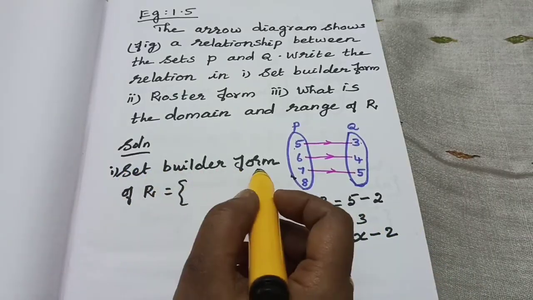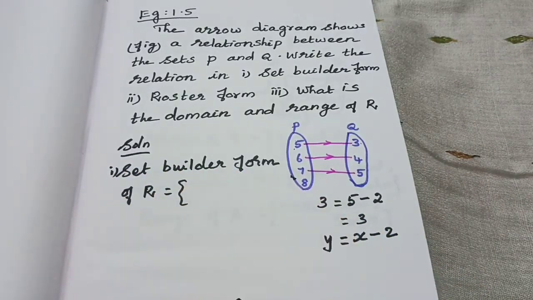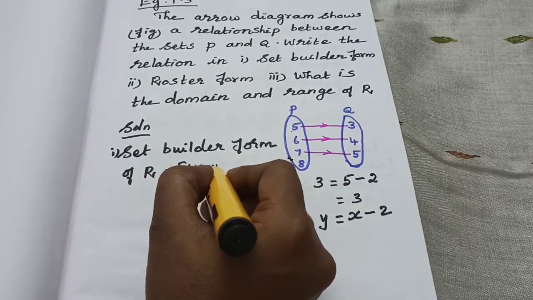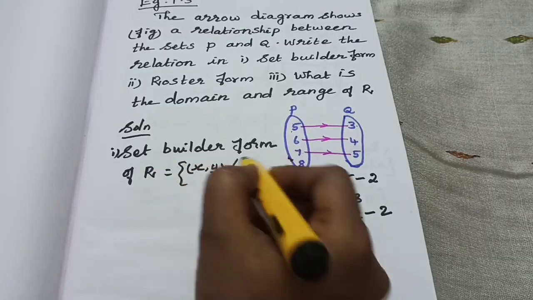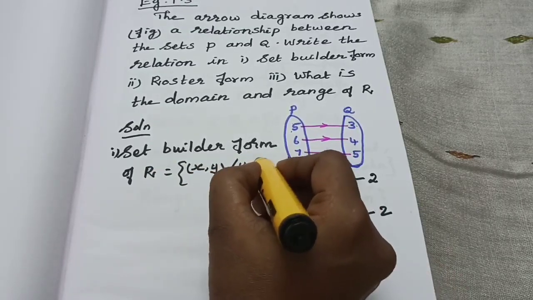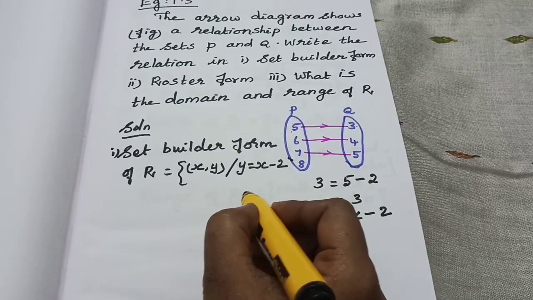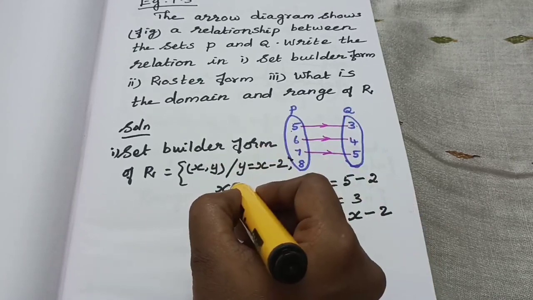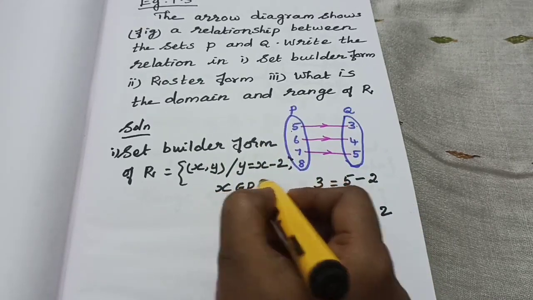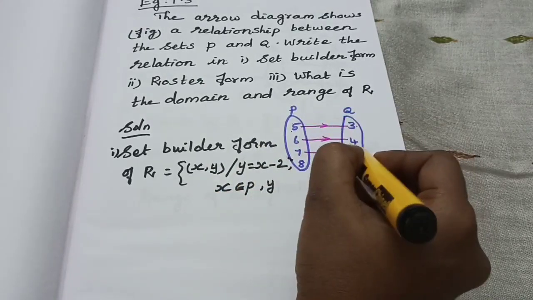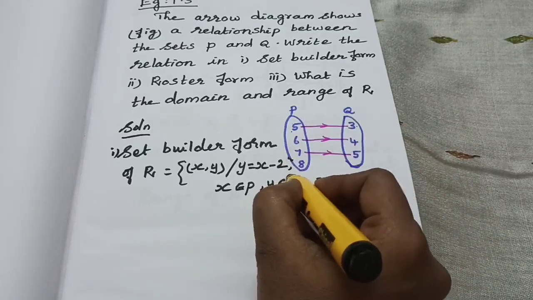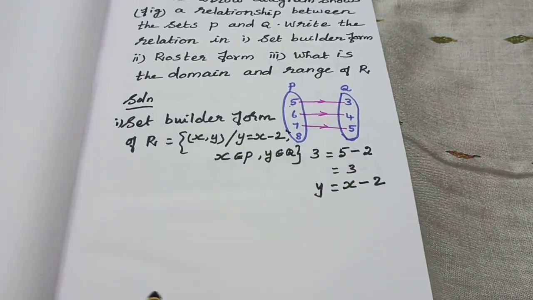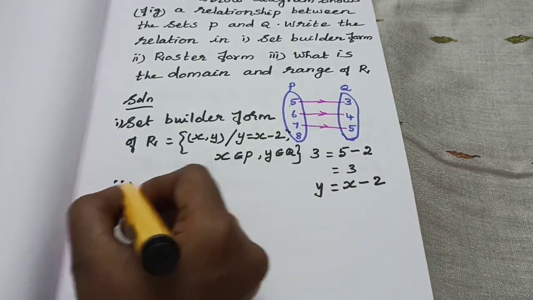Okay. Then we have to write it in set builder form. We studied that in the 9th itself, isn't it? Set builder form is the ordered pair x comma y such that, write the condition: y is equal to x minus 2. Okay. That x values are in P. X belongs to P, comma, y belongs to Q, the y elements are in Q. Isn't it? Then close the set. Have you understood?